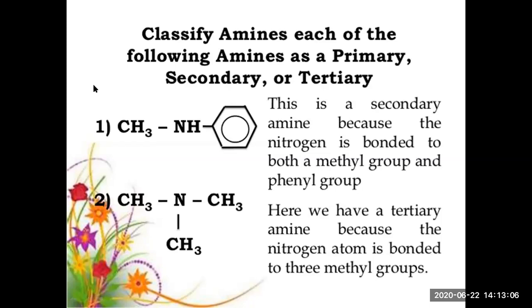Next, classify amines. Each of the following amines is primary, secondary, or tertiary. This is a secondary amine because the nitrogen is bonded to both a methyl and a phenyl group. Here we have a tertiary amine because the nitrogen atom is bonded to three methyl groups. These are examples, and many more are also written in your book, just to show how we can differentiate between secondary, tertiary, and primary amines.